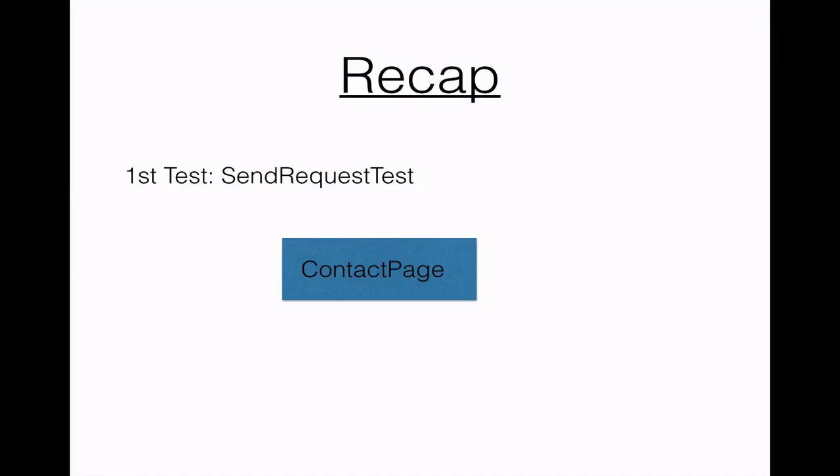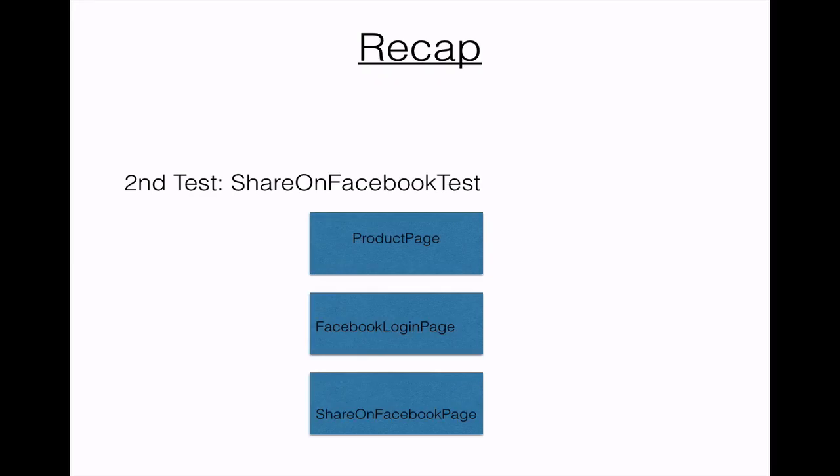For our first test, send request test, we will have one page object. We'll call that page object contact page. Contact page will expose one service or method, which is submitting a request from the contact page. For our second test, share on Facebook test, we will have three page objects: product page, Facebook login page, and share on Facebook page. The product page is the page with the picture item.